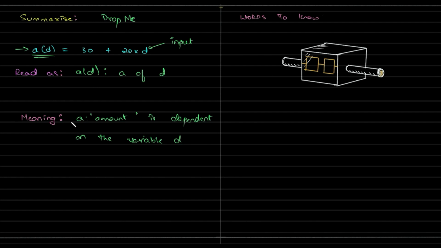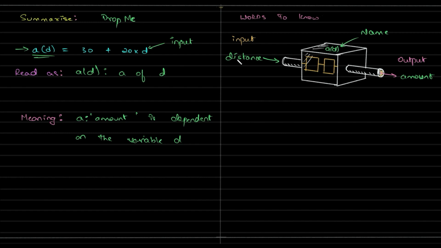So if I visualize the machine as this, this is your machine. This is where you feed the distance, that is your input. Whenever you feed something, that is called the input. And whatever you get out of this entire process, that is called the output. In our case, the output is the amount. And the name of this machine is A of D, representing that it's dependent on D.